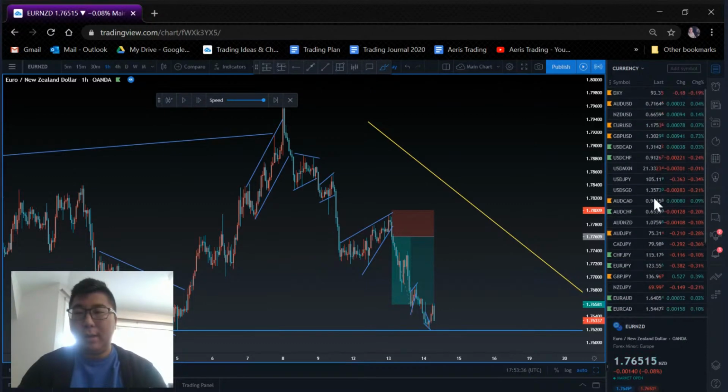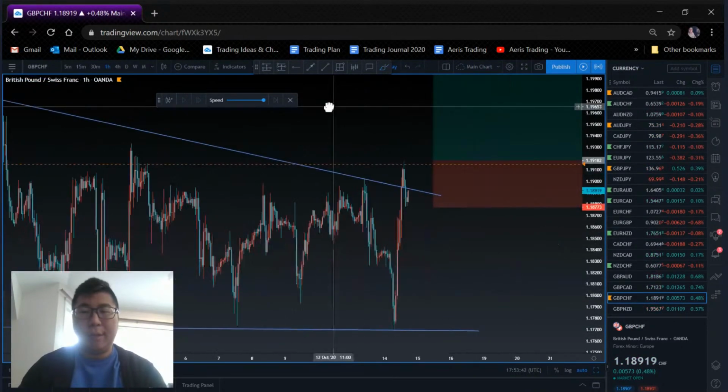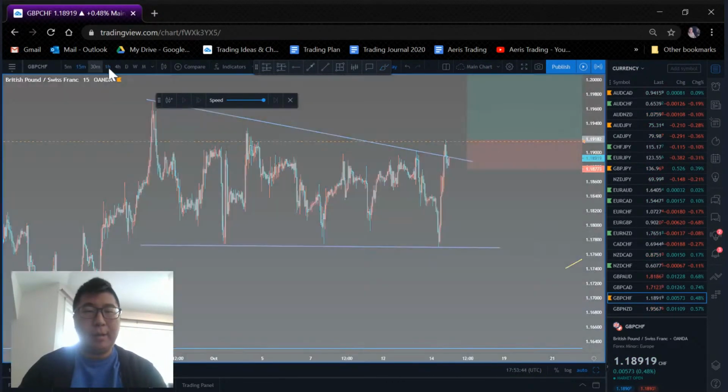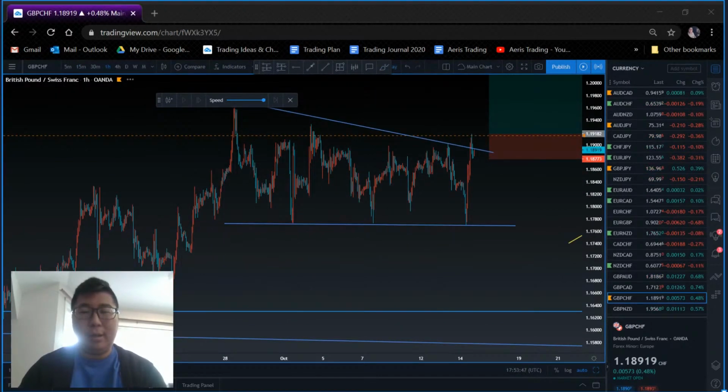And that is it, guys. Looking at Pound Swiss, like I said, it's the only trade that I might consider in the upcoming 24, 48 hours. And I'll update everyone in the Telegram as well for any trades that I take and any updates, okay?